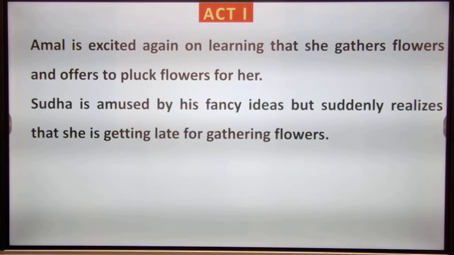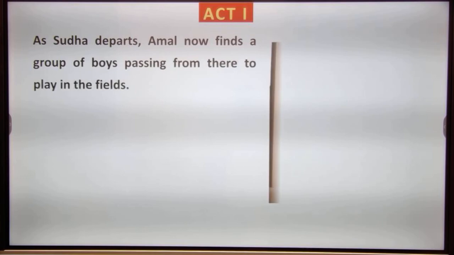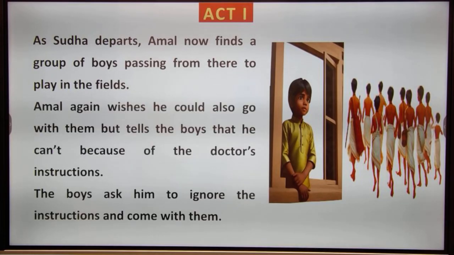The girl is amused by his fancy ideas, but suddenly realizes that she is getting late for gathering flowers. And though Amal tries to stop her for a little more, she promises to come back after gathering the flowers and also to gift him a flower. She says that she will remember him. As Sudha departs, Amal now finds a group of boys passing from there to play in the fields.